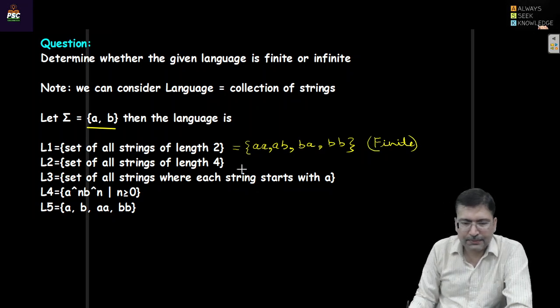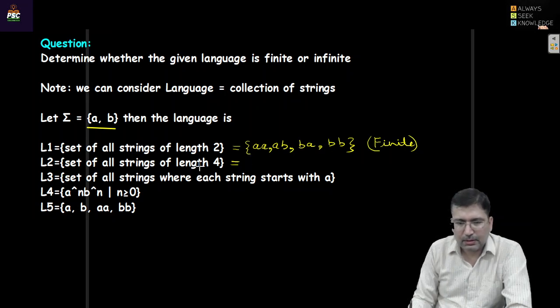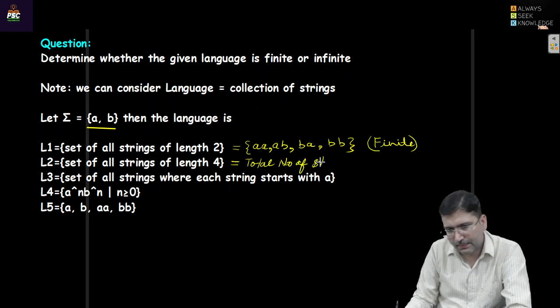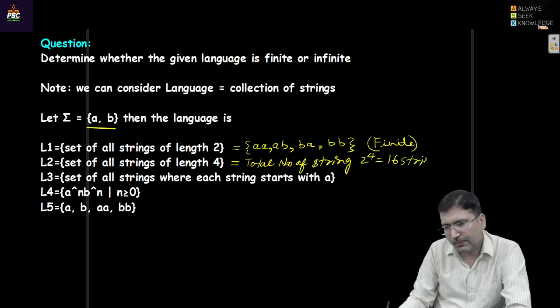So L1 is finite. Now what about L2? Set of all strings of length 4. Again, if we want to generate length 4 strings using the symbols A and B, the total number of strings we can generate will be 2 to the power 4, so 16 strings. If the total number of strings in a language is finite, then the language is also finite.